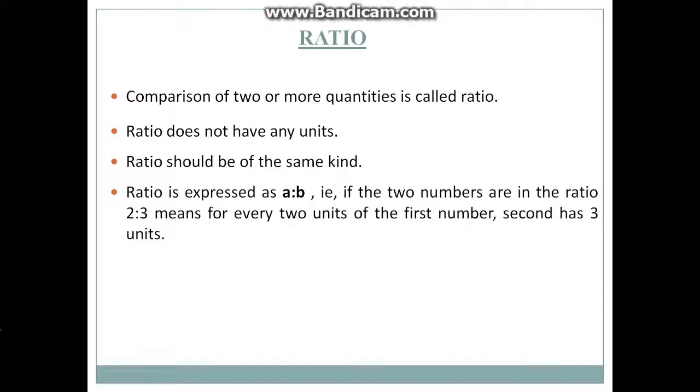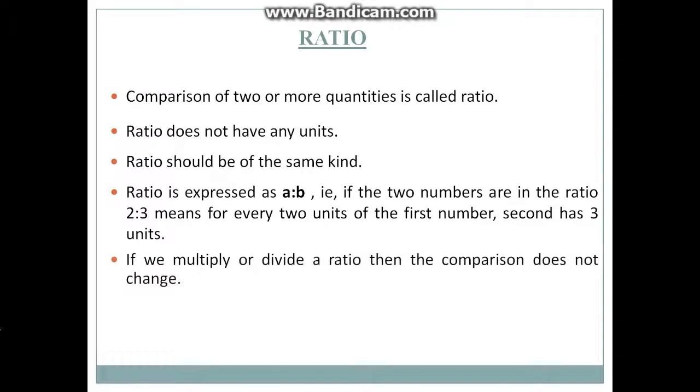A ratio is expressed as A is to B. If the two numbers are in the ratio 2 is to 3, it means for every 2 units of the first number, the second has 3 units. That is the actual meaning behind 2 is to 3. Once again, I'll repeat: for every 2 units of the first number, the second has 3 units.